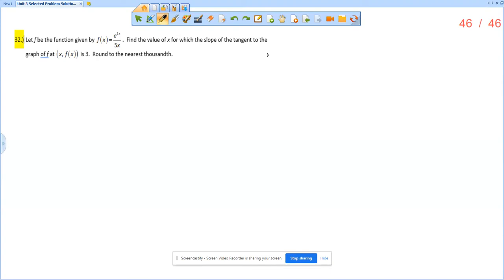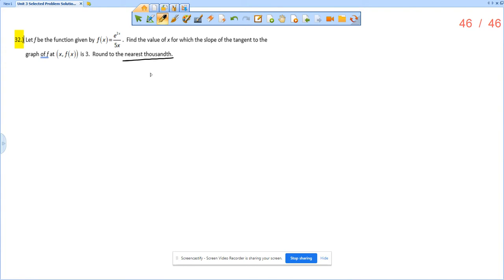This is the solution video for Unit 3 review problem number 32. Let f be the function given by f of x equals e to the 2x divided by 5x. Find the value of x for which the slope of the tangent to the graph of f at x comma f of x is 3. Round to the nearest thousandth.